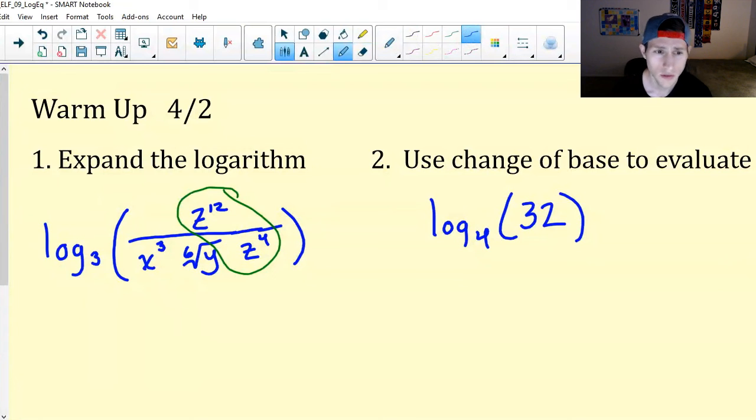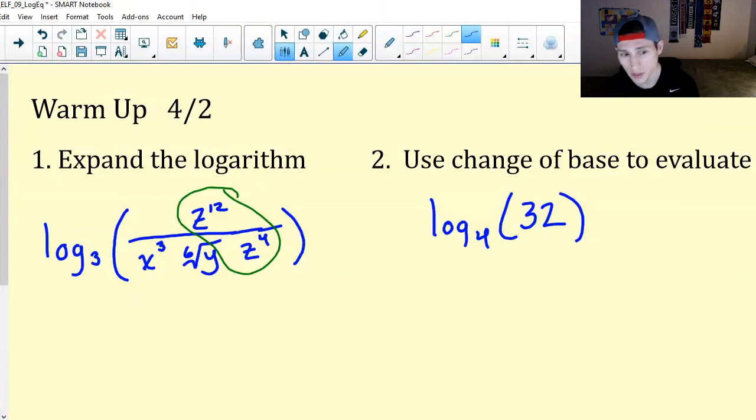So for question 1, expand the logarithm, right? So that means we want to use our properties that we talked about yesterday to take our logarithm and split it apart as much as possible. All right, we want to use properties to break it down, split it up into many logarithms. First thing I said that we worked on yesterday is when we're doing these problems, first look to see if you can simplify anything.